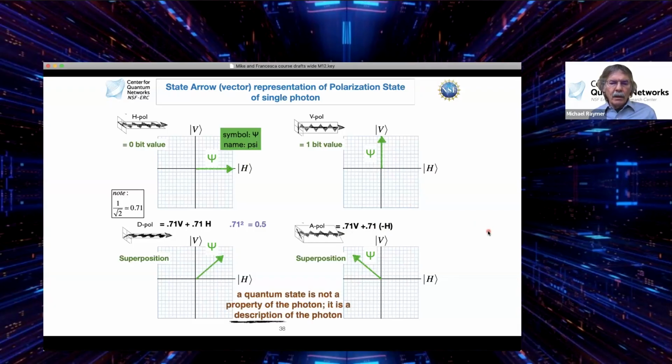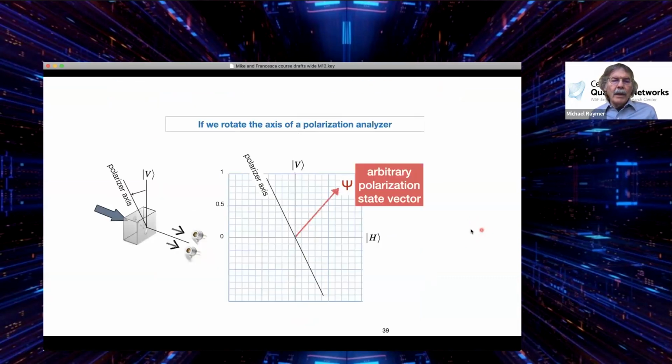Okay, moving right along. The quantum state is not a property of the photon. It's actually just a description of the photon, if that makes any sense to you. That's a slight difference. Okay, we can point that arrow in any direction, and then we can analyze the probability that this photon will strike one of these 2 detectors if we rotate the polarization axis of the analyzer crystal to an arbitrary angle. So if we rotate this crystal to, say, 30 degrees, then we're rotating the polarization axis to 30 degrees from V. And then we have some unknown or arbitrary state.